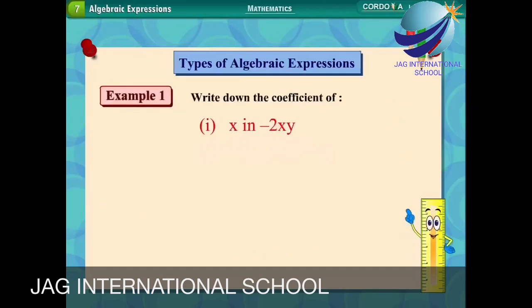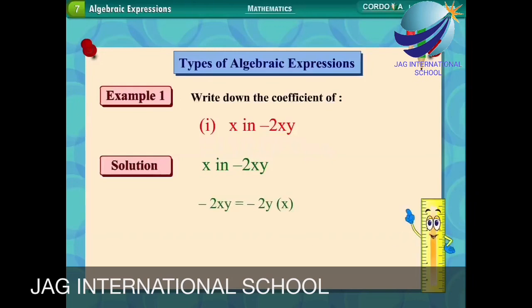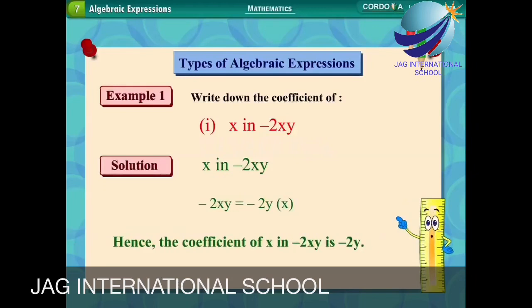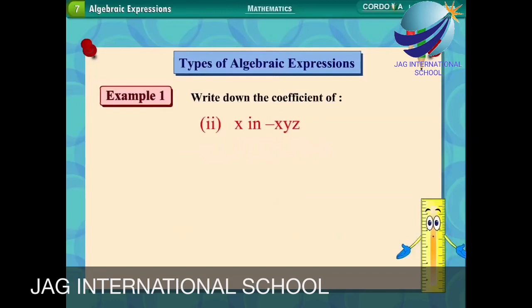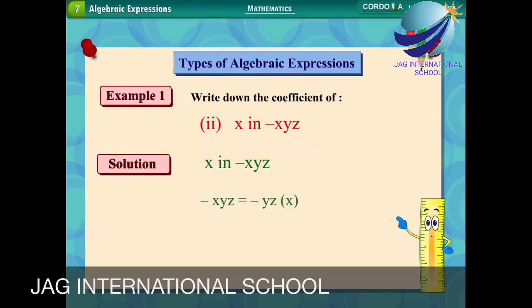Example 1. Write down the coefficient of x in minus 2xy. Solution. Minus 2xy is equal to minus 2y into x. Hence, the coefficient of x in minus 2xy is minus 2y. Next, the coefficient of x in minus xyz. Solution. Minus xyz is equal to minus yz into x.